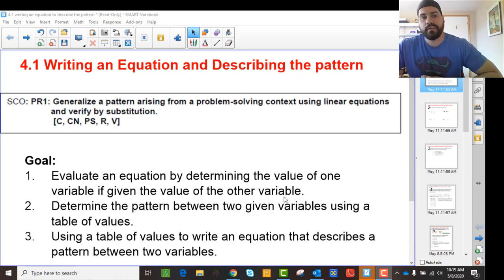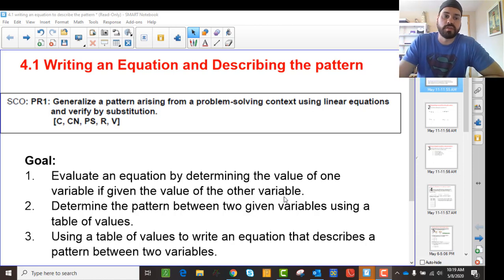We're going to be looking at how to write an equation and describe a pattern. And this goes into what we call linear equations. All right, so you'll notice that the outcome is generalizing a pattern that arises from a problem-solving context to use linear equations. So we're going to try to do that.